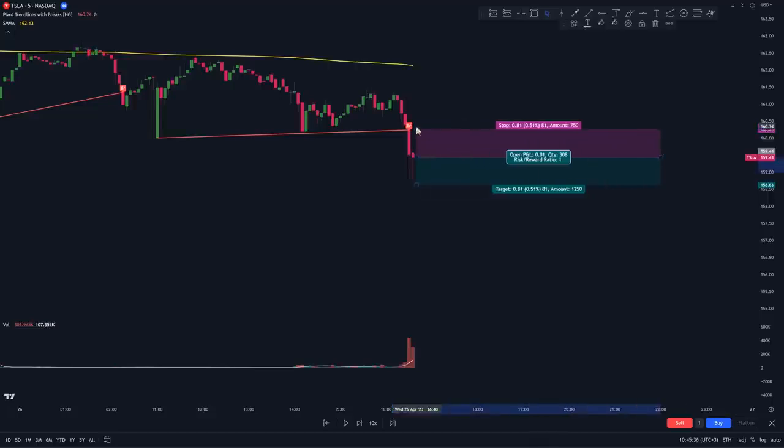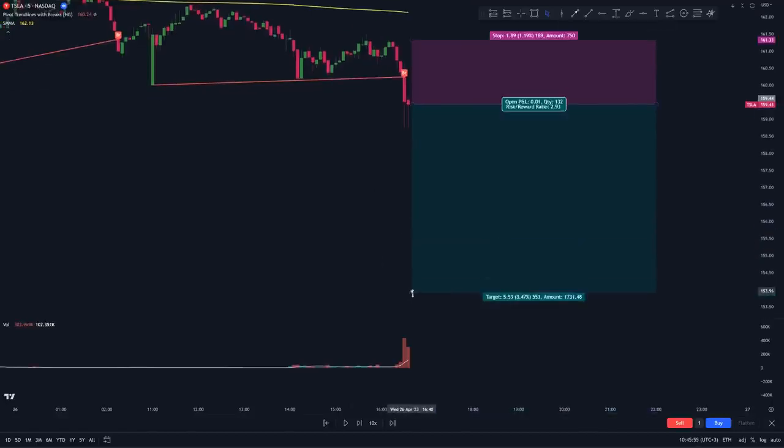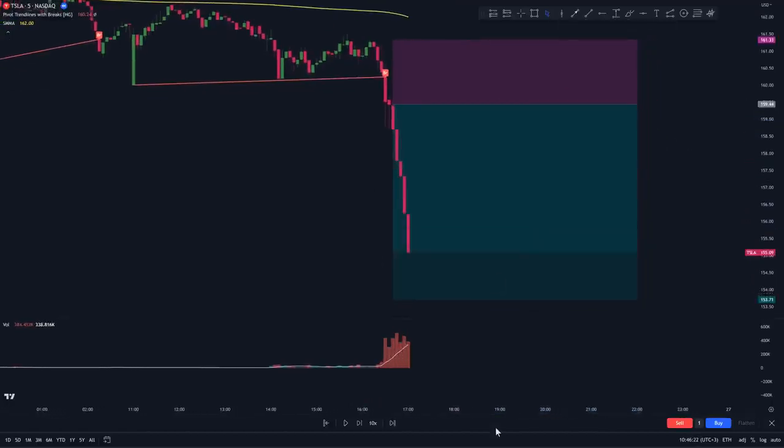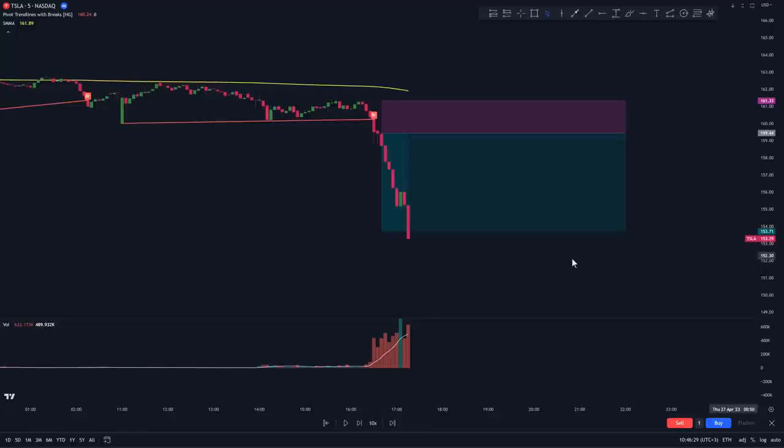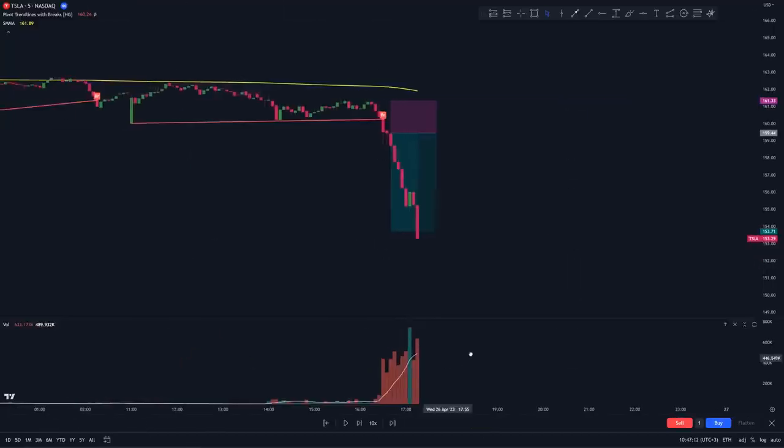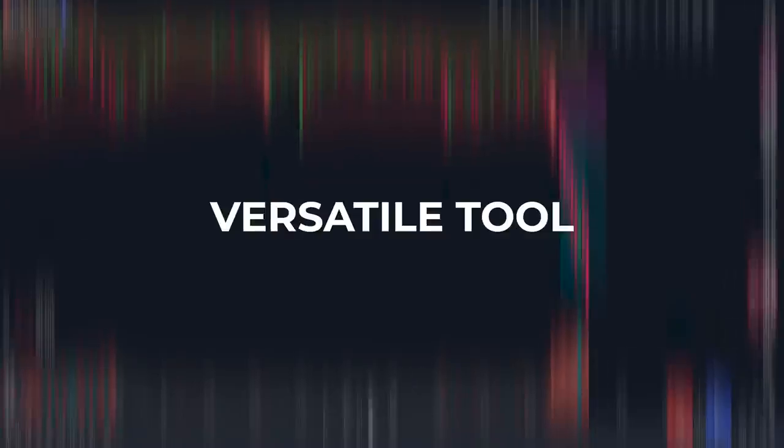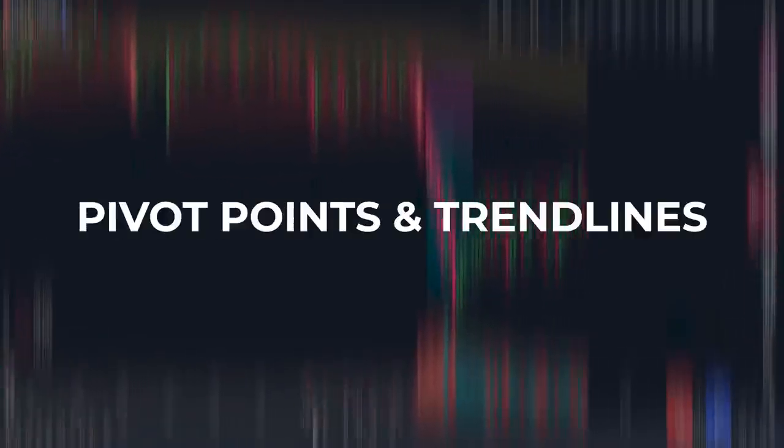The stop loss is going to be set above the most recent swing high. For the take profit, we're going to set it at 3 times the risk. We let this trade run and take profit.